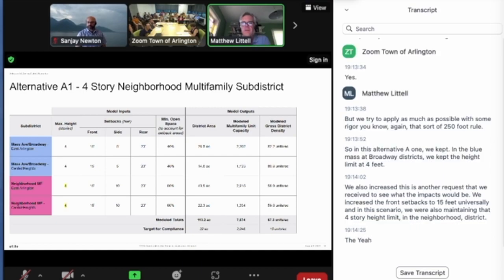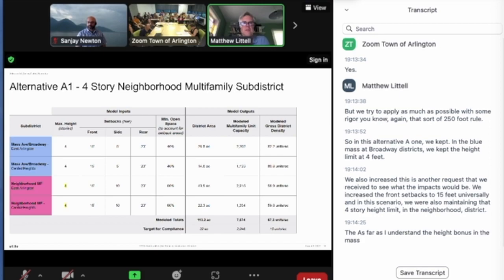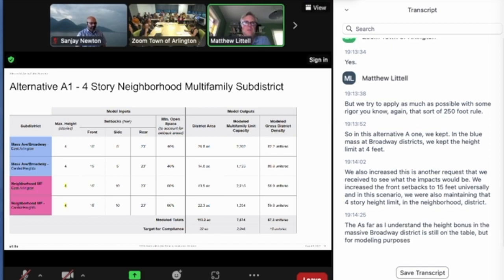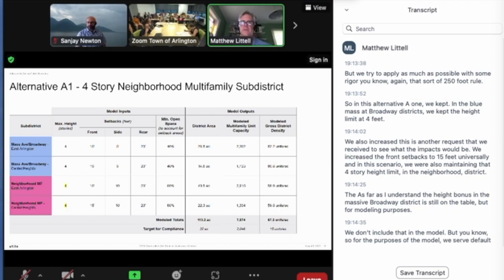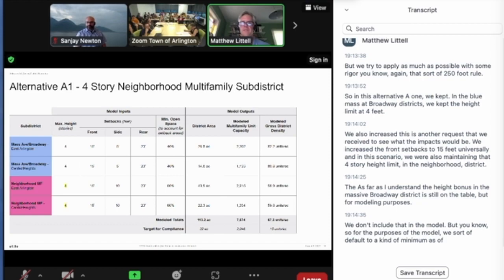As far as I understand, the height bonus in the Mass Ave Broadway district is still on the table, but for modeling purposes, we don't include that in the model. So for the purposes of the model, we default to a minimum as-of-right of 4 stories.